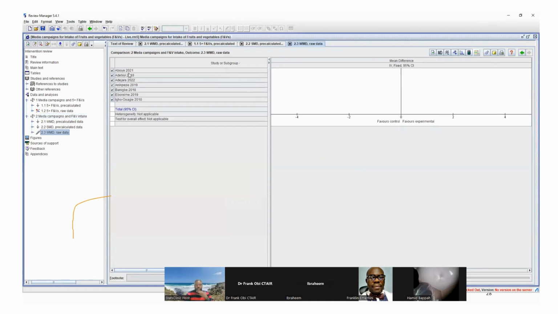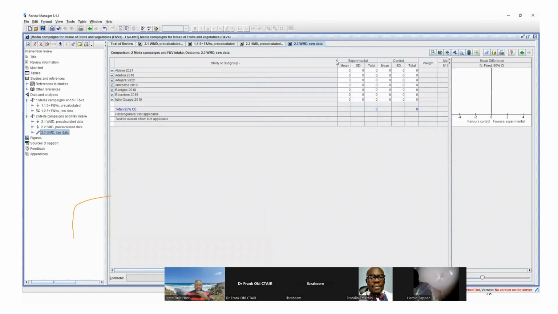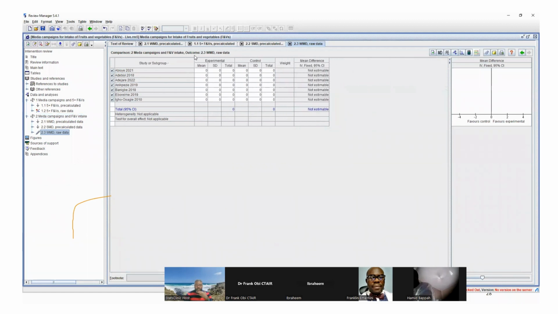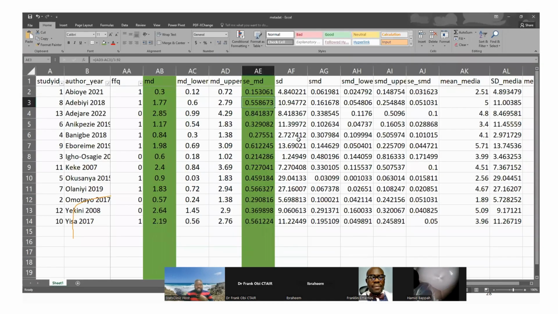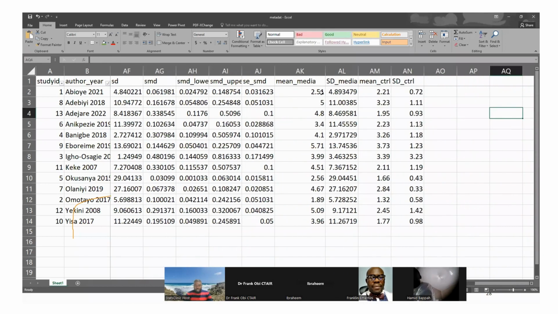So now we have this, and it was hiding all this information. Okay. So you can see that we need 6 data points for each study: the mean, the standard deviation, the total for experimental arm and for the control arm. All right. So you go back to your Excel. In the Excel sheet, we have the data that you need.